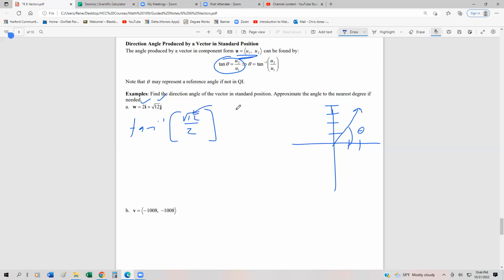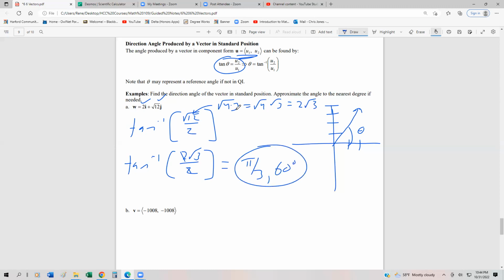Now, we do know that 12 is the square root of 4 times 3, square root of 4 times square root of 3, so this would be 2 roots of 3. And so this would become the inverse tangent of 2 roots of 3 over 2. The 2's would cancel out. And the inverse tangent of root 3 is either pi thirds or 60 degrees. Okay, and that's one that we've had memorized for a long time, since our inverse functions.